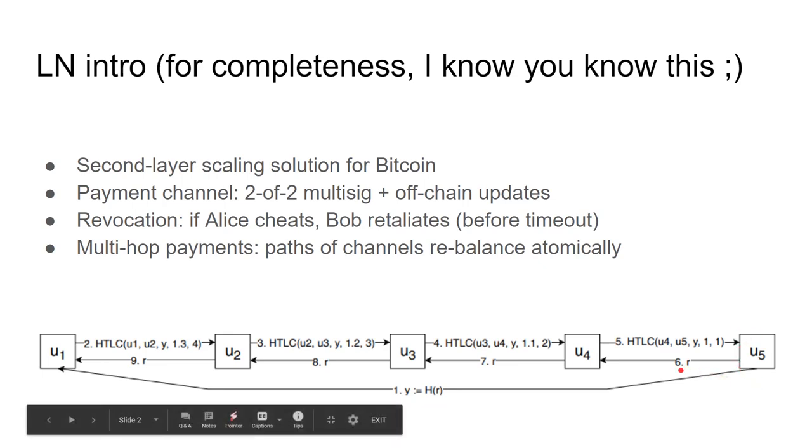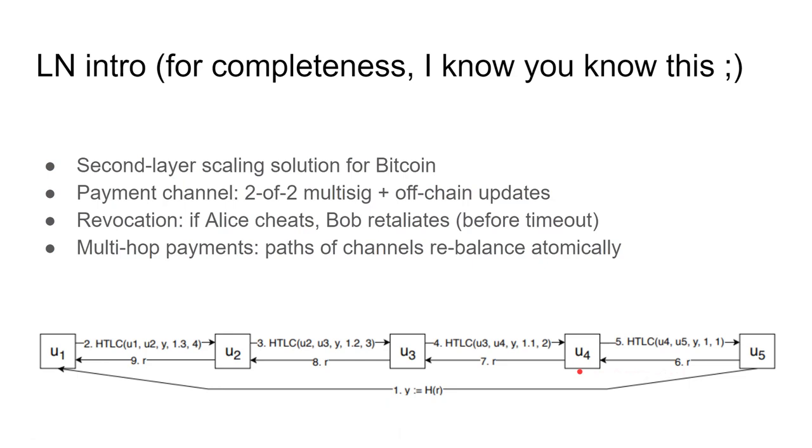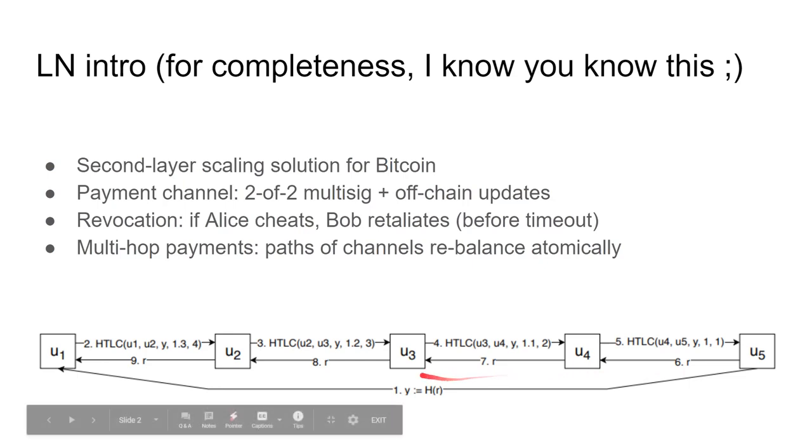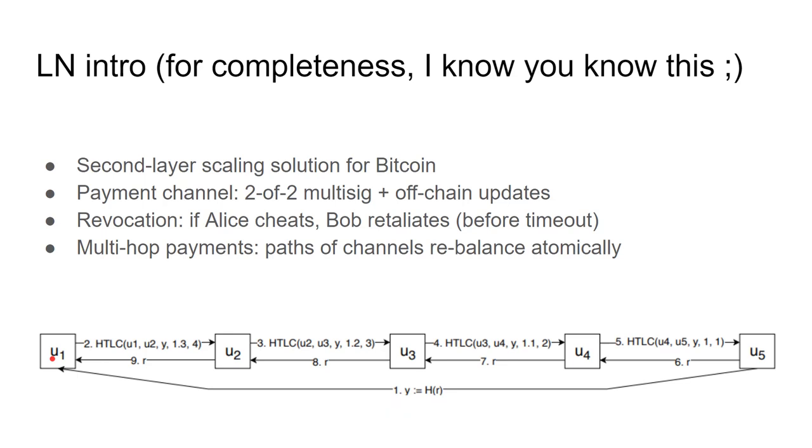Then user number 5 reveals the secret value R and therefore takes the money from user number 4. Then user 4 takes this from user 3 and so on, and the payment finalizes. This is the typical flow of a payment in the Lightning Network.